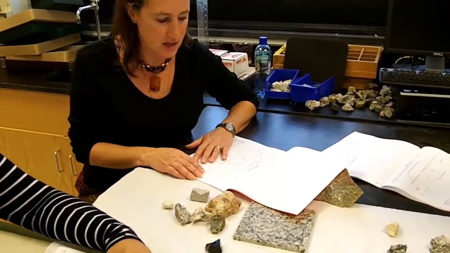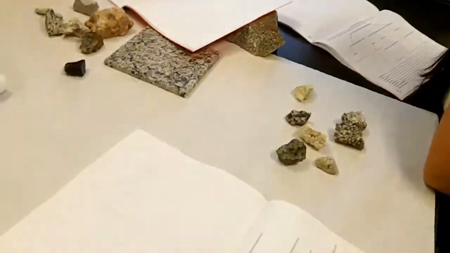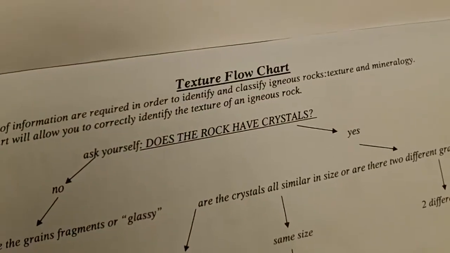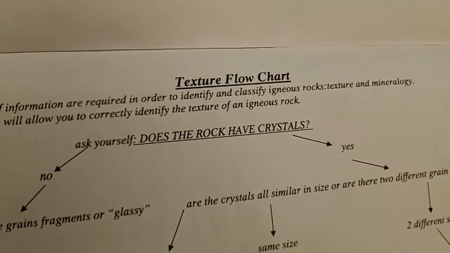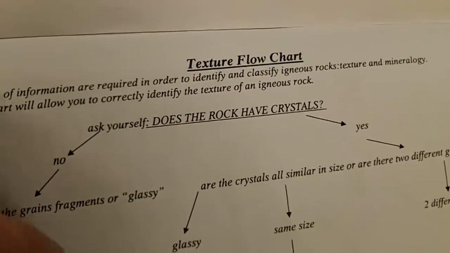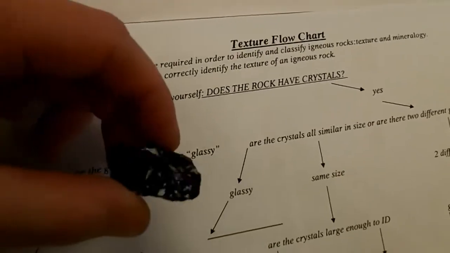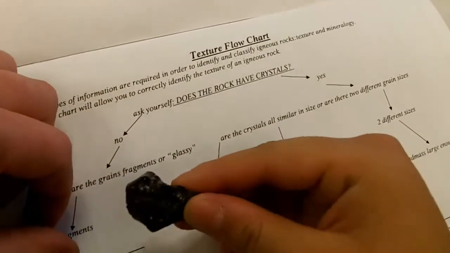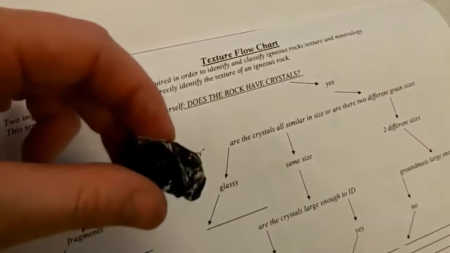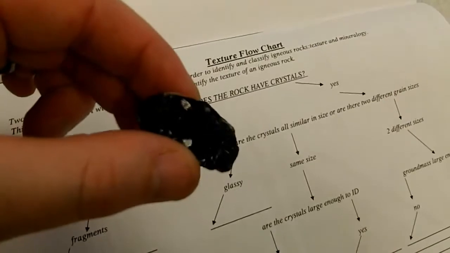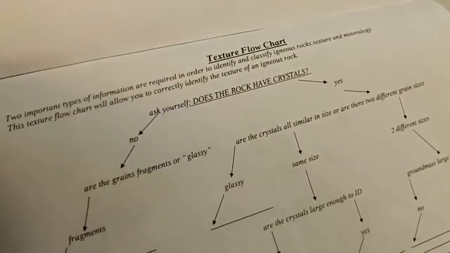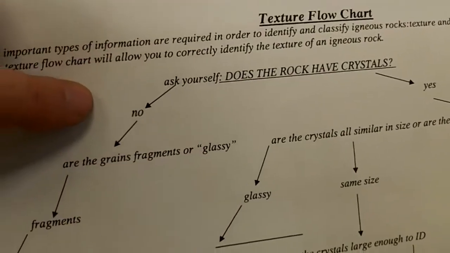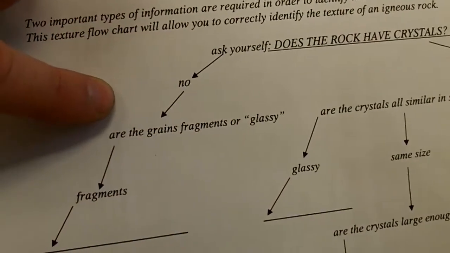The first thing on here says, ask yourself, does the rock have crystals? So if we pick this rock up and look at it, can we see anything that looks like crystals in this rock? No. No, right? Okay. So on our texture flow chart, where are we going to go? To the no part. What's the second question that we're going to ask ourselves? Are the grains fragments or glassy?